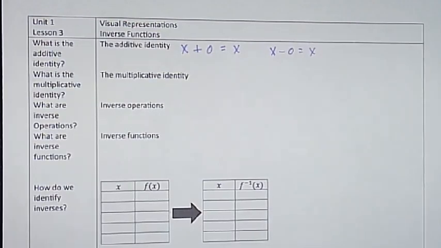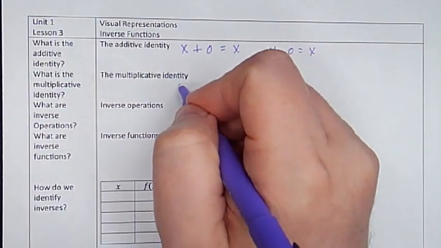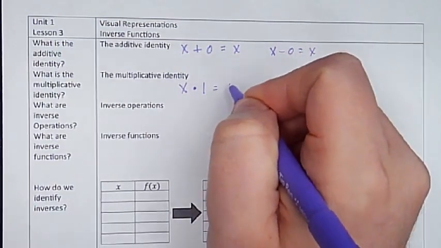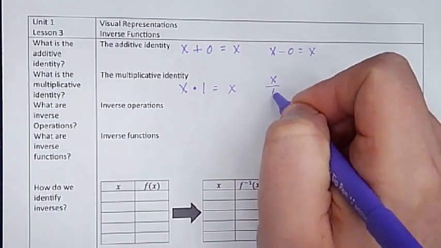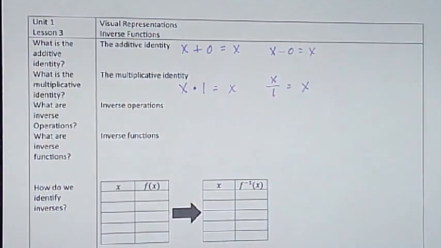Next, there's the multiplicative identity. If we take any number and we multiply or divide by 1, we end with exactly the number that we started with. So if I do x times 1, I get x, or x divided by 1 also gives me x.